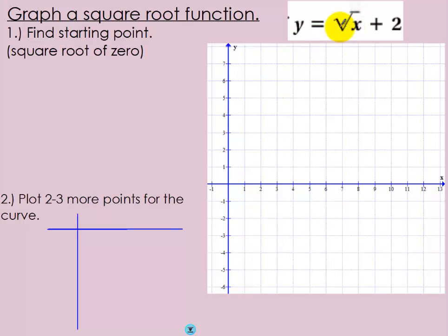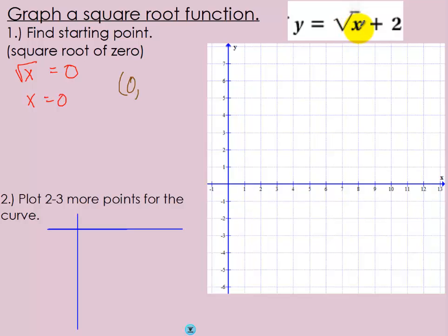So I'm going to graph y equals square root of x plus 2. First thing, you want to find the starting point. And again, that's where you're square rooting 0. So in this case, it's square root of x here. That's where your radicand is going to be 0. So if square root of x, we want to make that equal 0. So that means x is going to have to equal 0. So my starting point is where x equals 0.